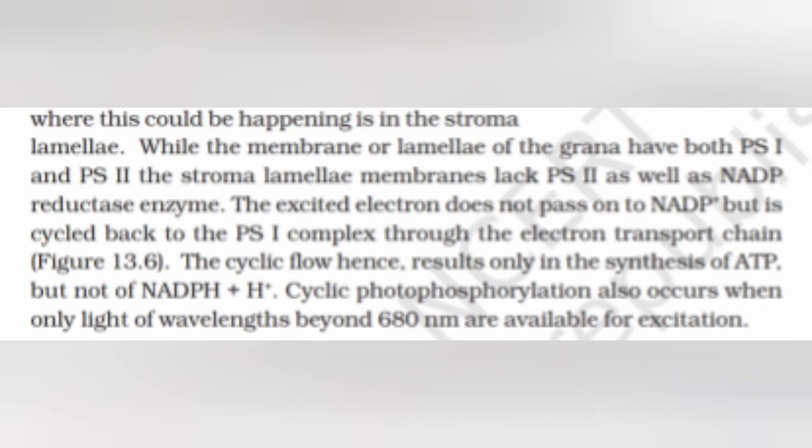A possible location where this could be happening is the stroma lamellae, while the membrane or lamellae of the grana have both PS1 and PS2. The stroma lamellae membranes lack PS2 as well as NADP reductase enzyme. The excited electron does not pass on to NADP but is cycled back to the PS1 complex through the electron transport chain. The cyclic flow hence results only in the synthesis of ATP but not NADPH. Cyclic photophosphorylation occurs when only light of wavelength beyond 680 nanometers is available for excitation.